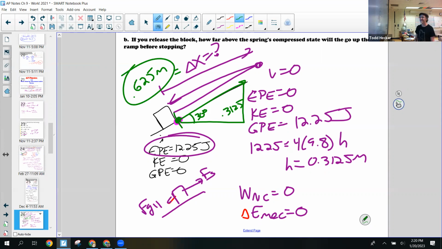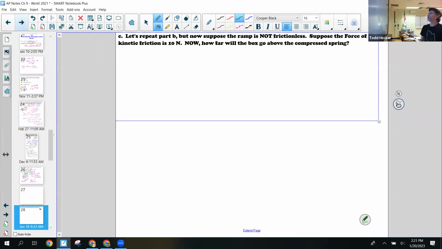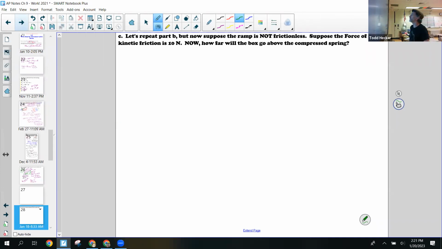All right, now, what if there was friction? What if there was friction? Bam, oops, blank page, bam. All right, so now let's suppose the ramp isn't frictionless. Let's suppose the force of kinetic friction is 10 newtons. So it's kind of the same drawing.